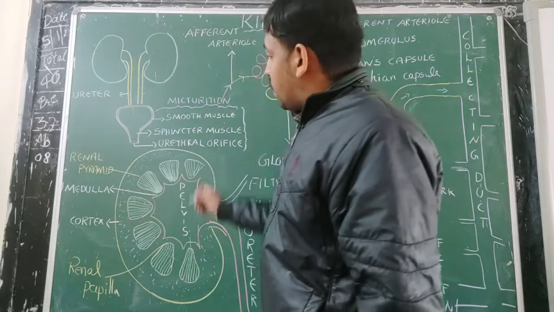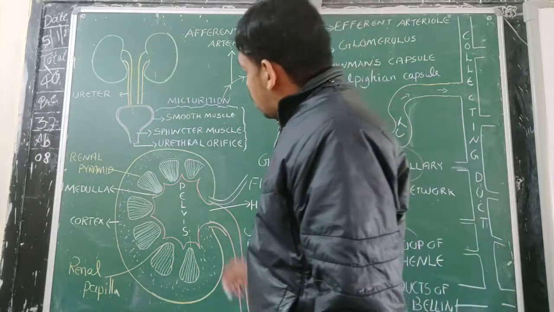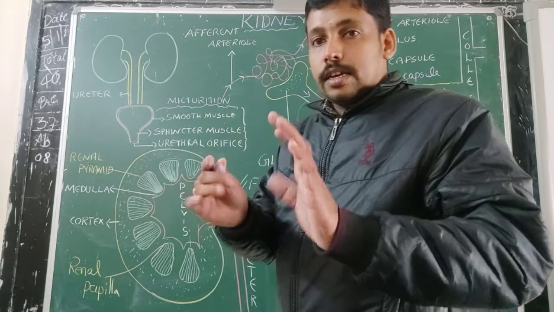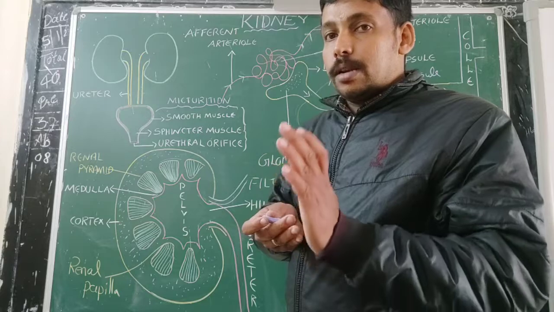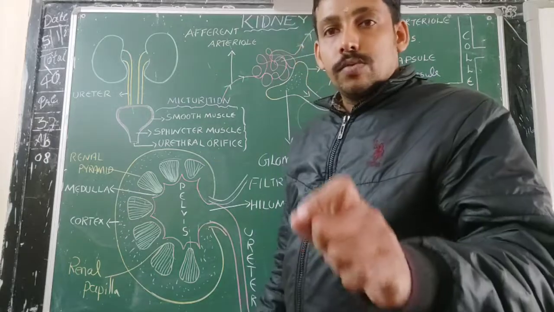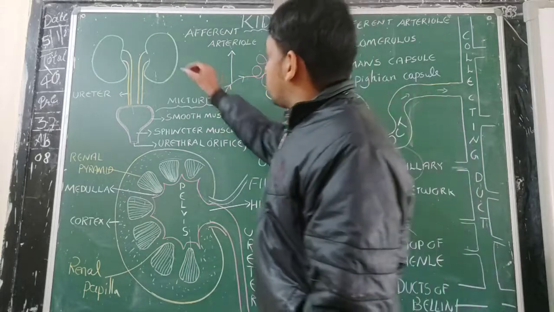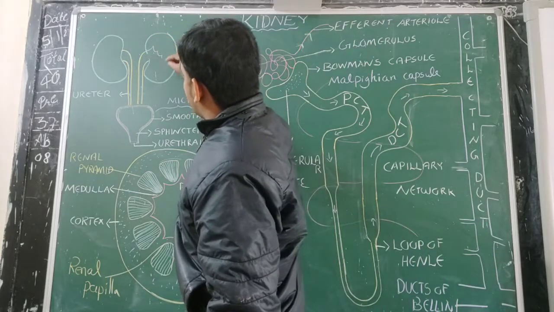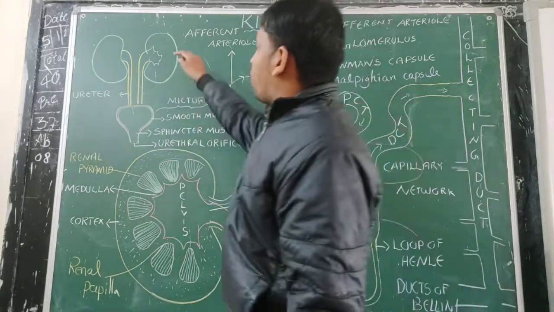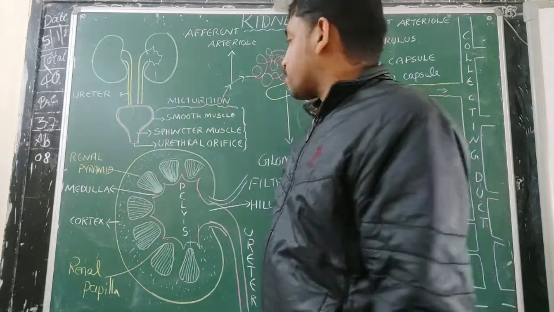At the side of the cortex the pyramids have a broad end, and then a narrow end. This narrow end points towards the pelvis. What about the pelvis? It is the anterior part of the ureter. The anterior part of the ureter has a funnel-shaped structure, and that funnel-shaped structure is known as the pelvis.